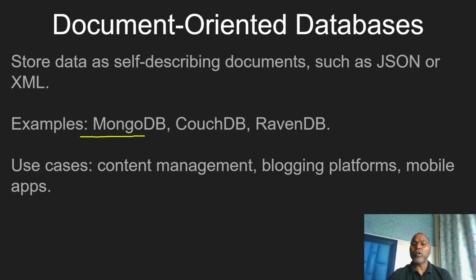In this scenario, the majorly used software are MongoDB, CouchDB, and other vendors. There is a huge number of vendors for document databases. What are the scenario use cases? Generally they are very much preferred for content management systems, CMS.